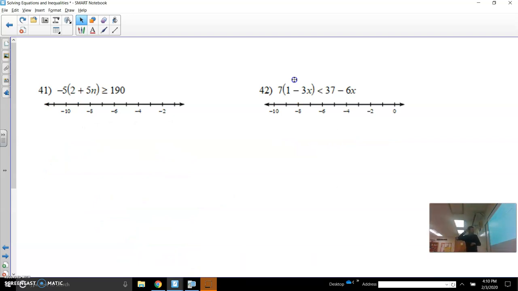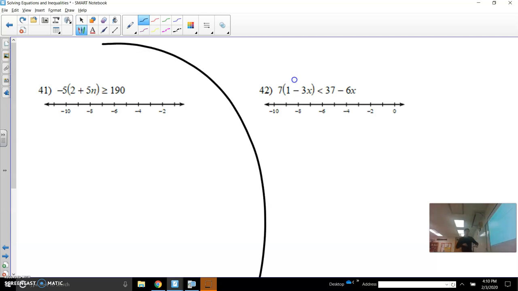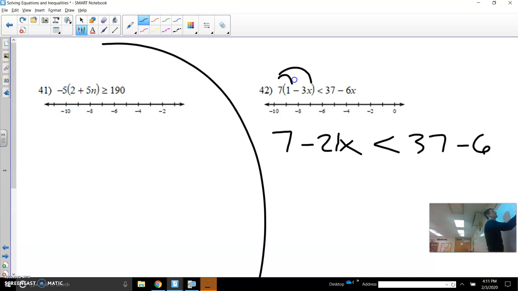Okay, so I'm going to leave you this one. This is for you to do. But I think I'll get you started, or maybe do a lot of number 42, because I'm still teaching these ideas as we go. So this is called distribution. I want to multiply 7 times 1, which is 7. 7 times -3, that's -21 with the x on it, less than 37 minus 6x. So now I want to look for like terms.